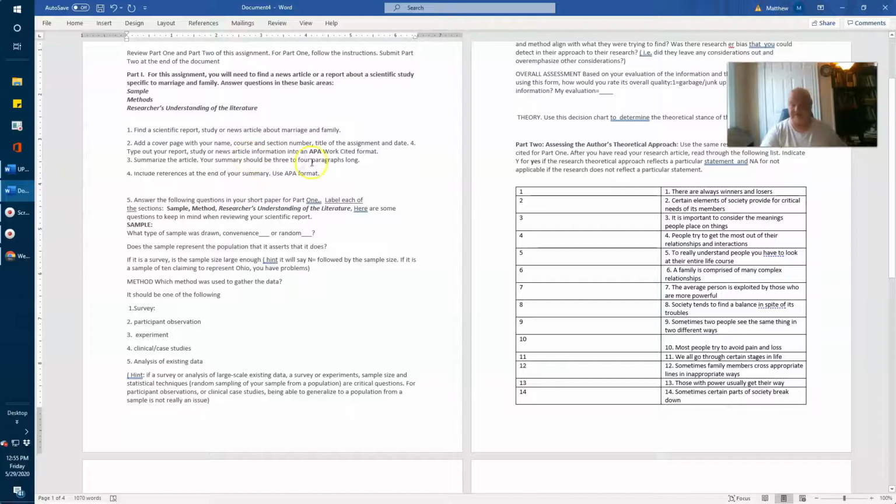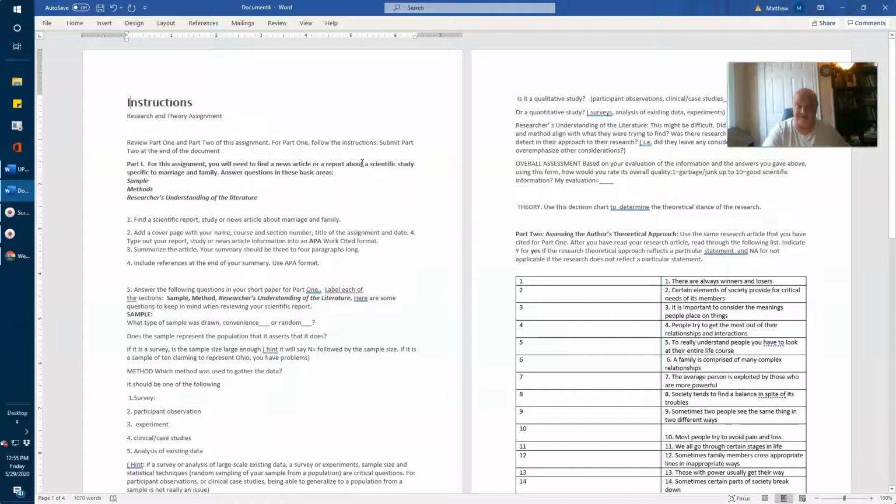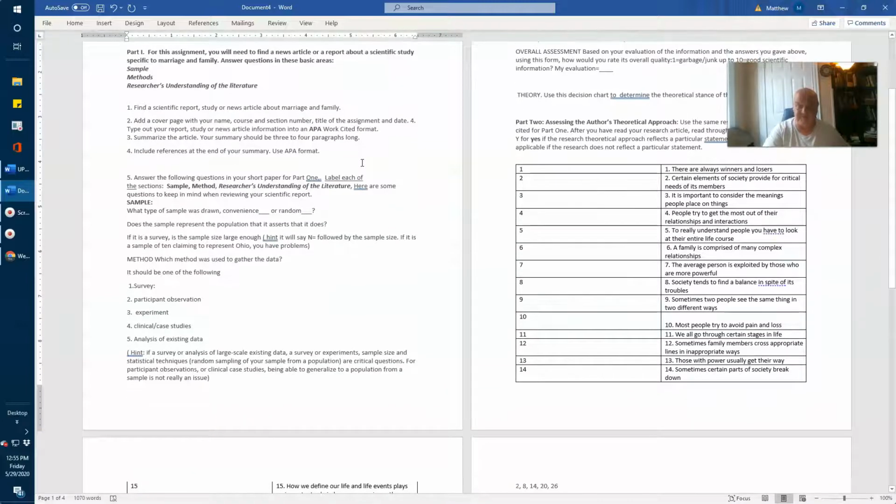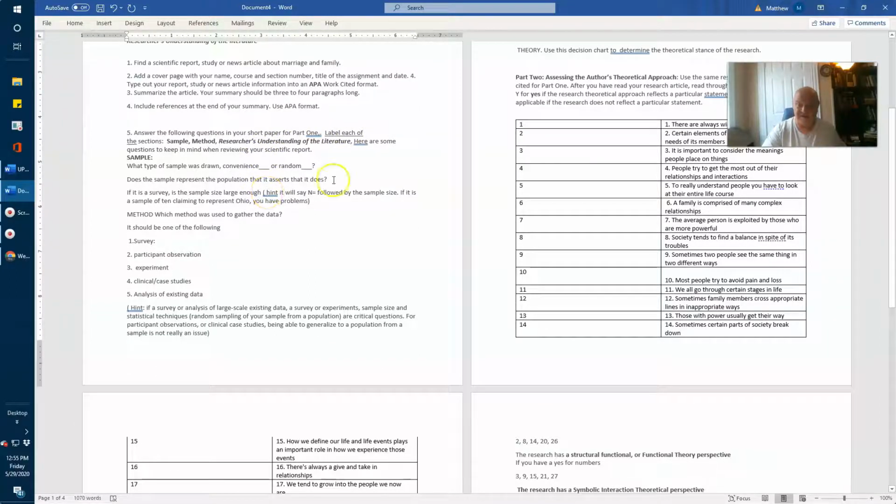And then here's the mechanics. You put a cover name, and I don't need your student number or any of this mess. Just your name, the course and section number, the title of the assignment, and the date. The title of the assignment is Research and Theory Assignment. Part of this you're going to have to write. It's a short paper that's going to be two or three paragraphs long. And there is another kind of form here: part two is assessing the author's theoretical approach.